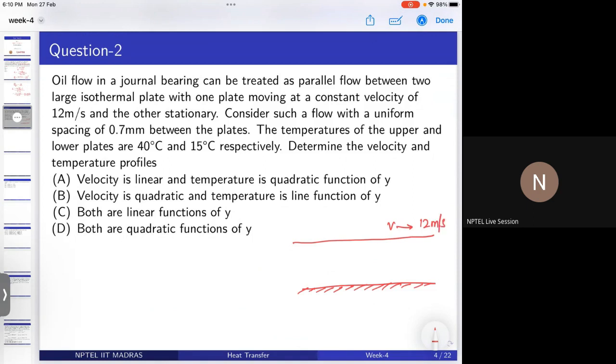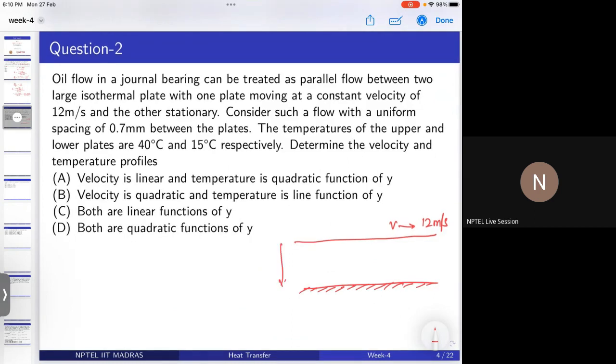Consider a flow with uniform spacing. The distance between the plates is 0.7 mm. The temperature of the upper plate is 40 degrees Celsius, whereas the lower plate is at 15 degrees Celsius. Determine the velocity and temperature profiles. That is our first question. You may please try. It's like a flow over a flat plate, sorry, flow between two parallel plates.